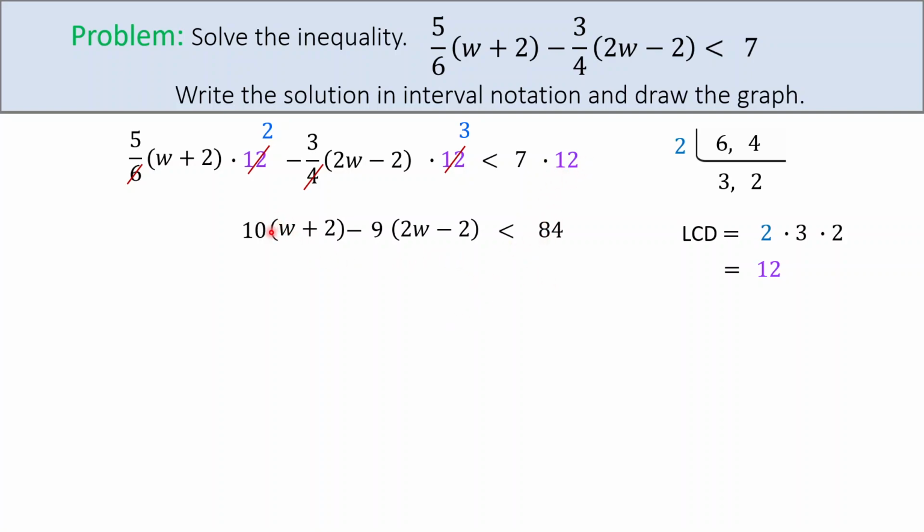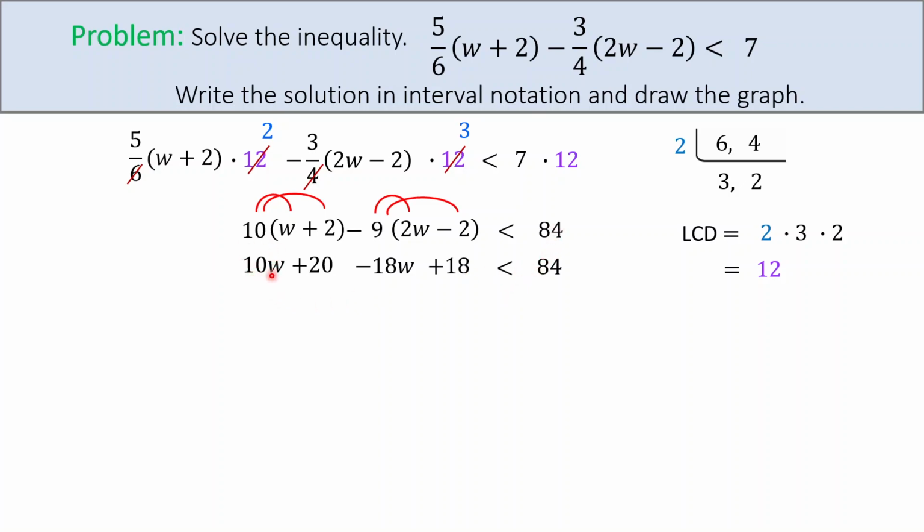Now you need to remove these parentheses by using the distributive property. So multiply this and this. 10 times w, 10w, 10 times positive 2, positive 20. Then multiply this and this. Negative 9 times w, negative 9w, negative 9 times negative 2 is positive 18. Now less than 84.